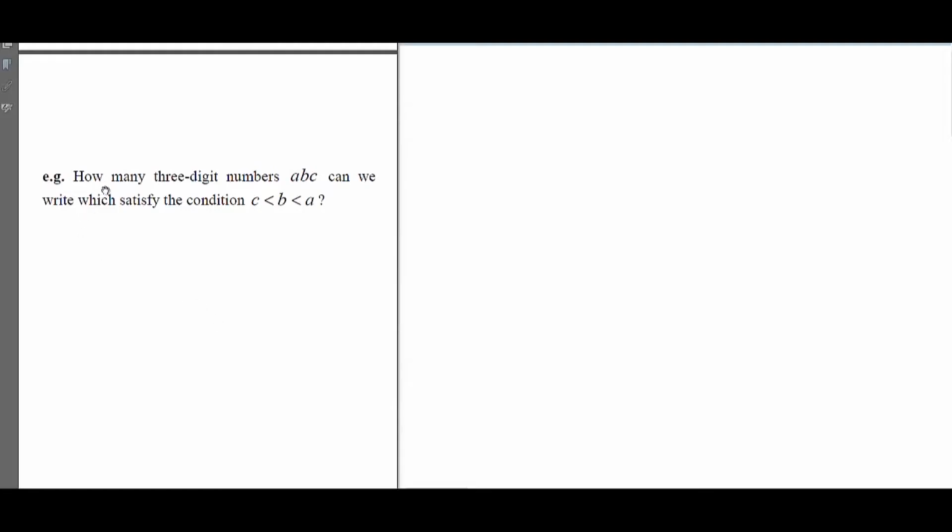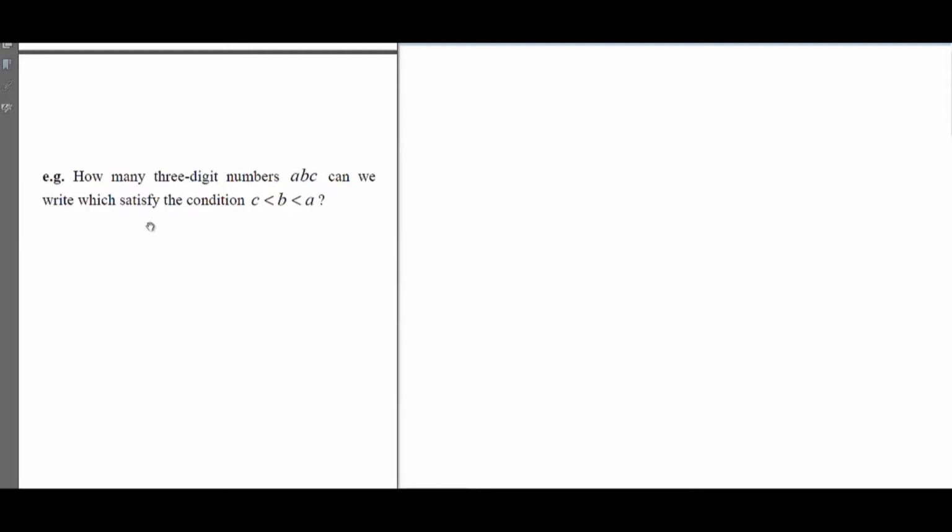The next example: how many 3-digit numbers ABC? The order is given. In the unit digit we have C, in the tens digit we have B, and in the hundreds digit we have A. So we don't have any other order. How many 3-digit numbers ABC can we write which satisfy the condition that C is less than B and B is less than A? As we have only one order ABC, and there is also the condition between A, B and C, we do not use permutation. Why? Because we have only one order.